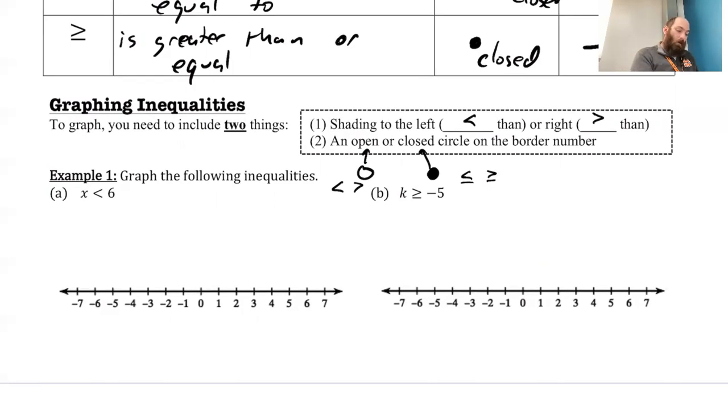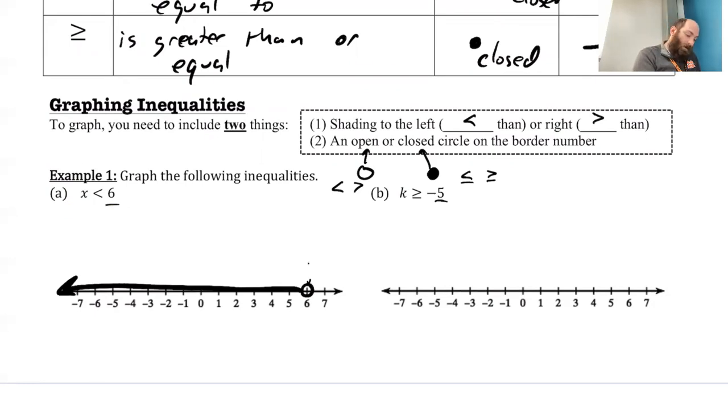So the border number is referring to the value that we're looking at. x is less than 6. So if I go to 6, this is my reference right there. That's my border number. It's a less than, so that means it's going to get an open circle. And then I'm going to shade to the left. That's it. As long as I have it look like this, where the variable is less than the number, that's how my graph looks.